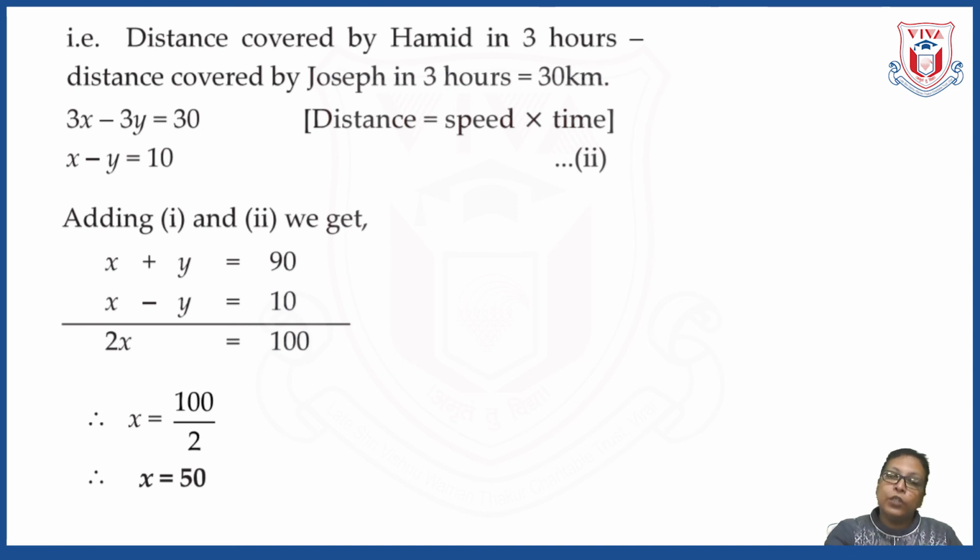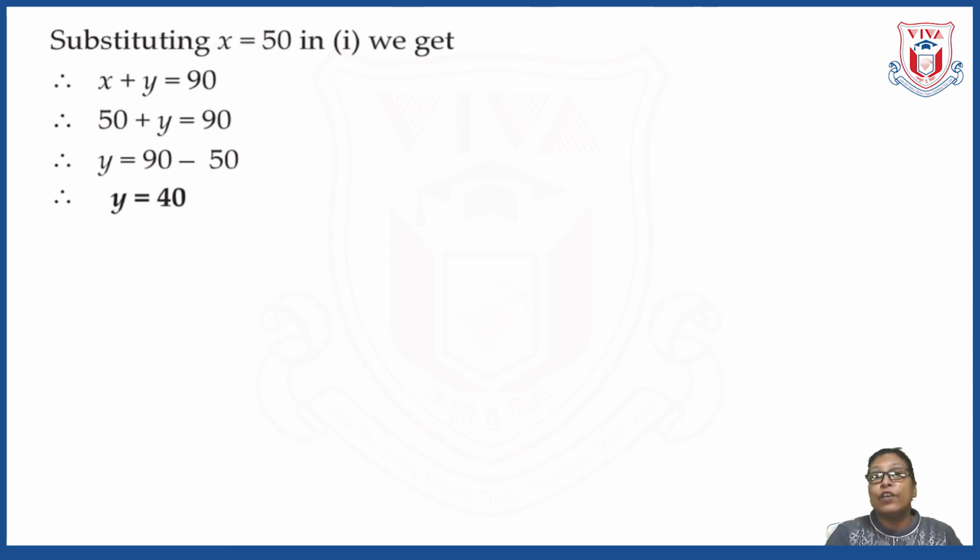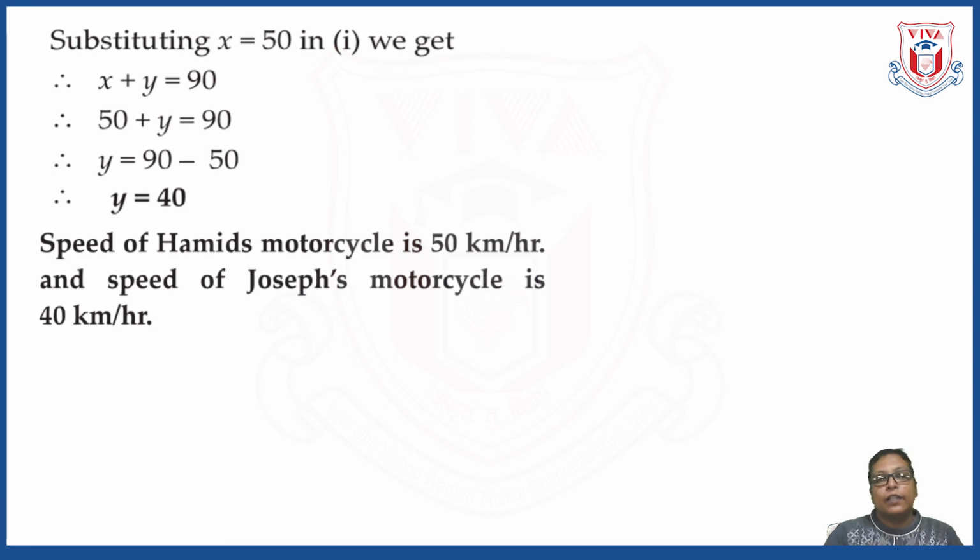Put this value of x is equal to 50 in any one equation. For example, in equation 1, when we put the value of x as 50, we get the value of y as 90 minus 50, that is 40. In this way, we got the speed of both the motorcyclists, Hamid and Joseph. So write down the final answer as a statement. Therefore, the speed of Hamid's motorcycle is 50 kilometers per hour and the speed of Joseph's motorcycle is 40 kilometers per hour.